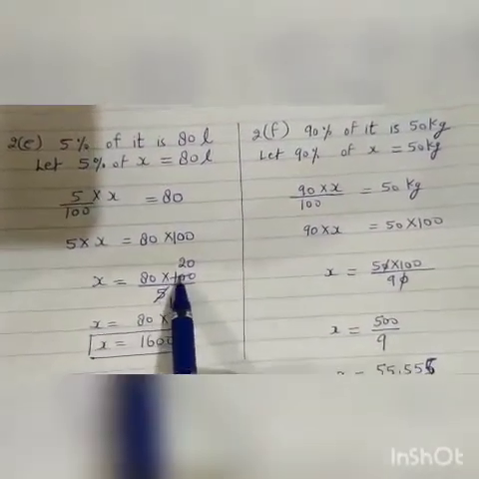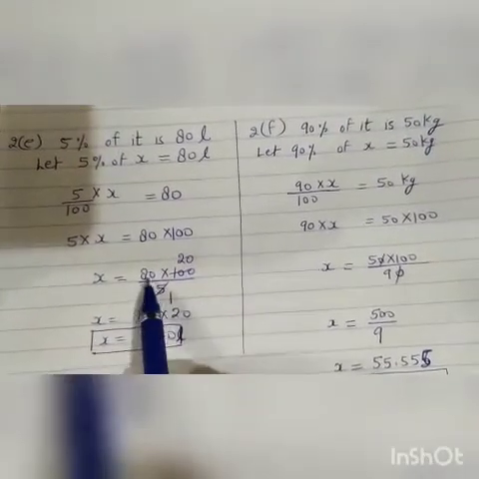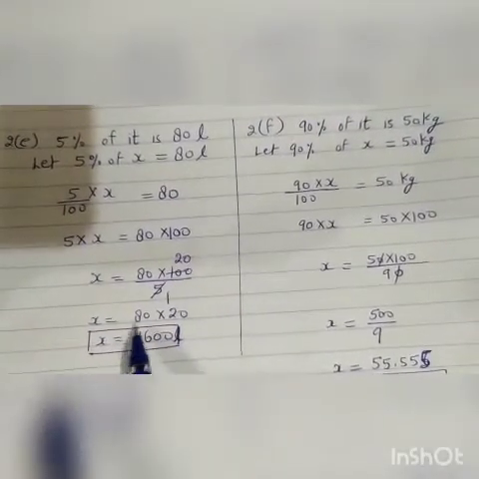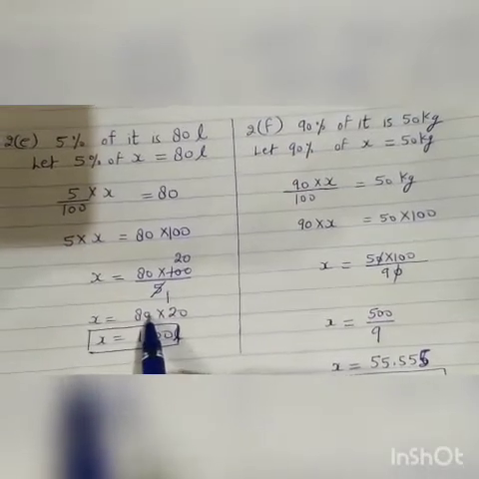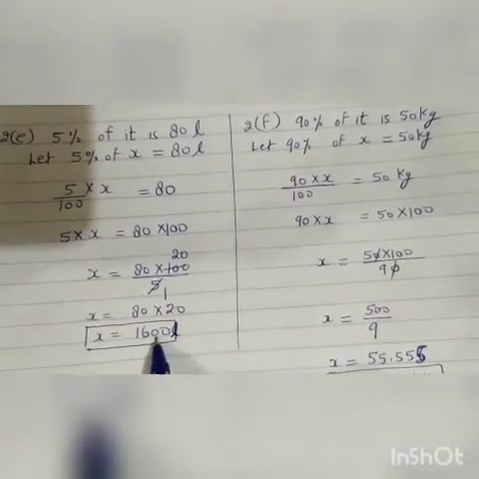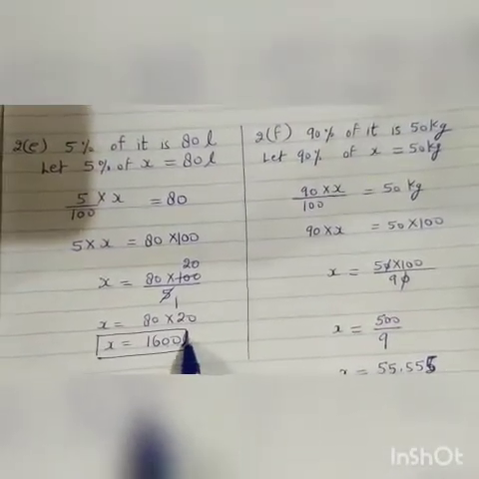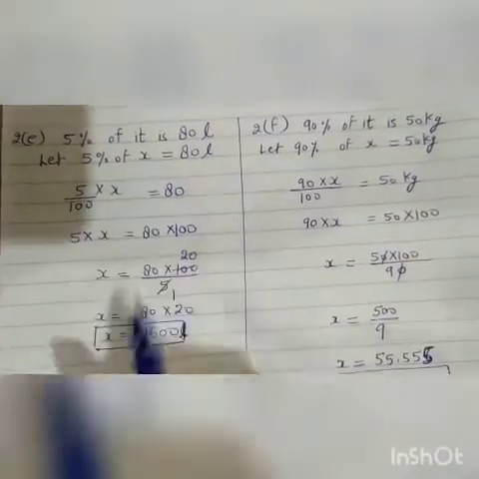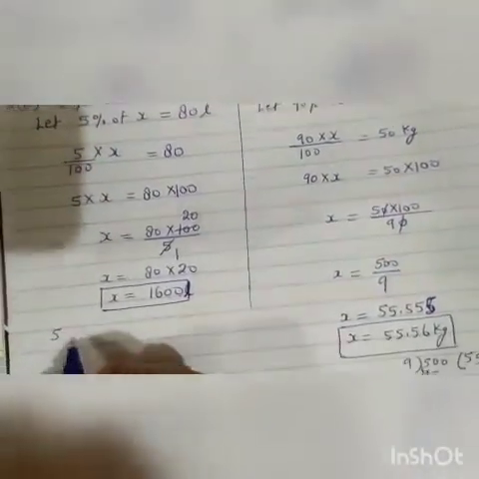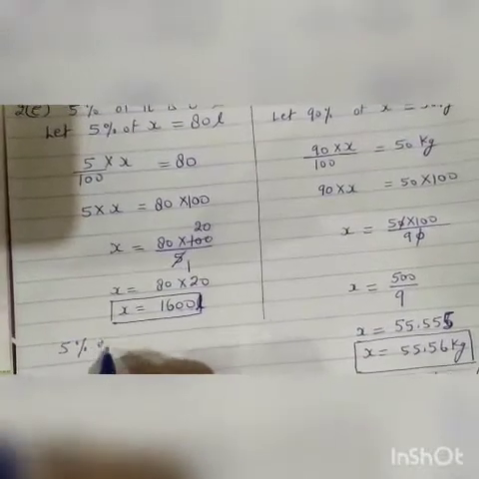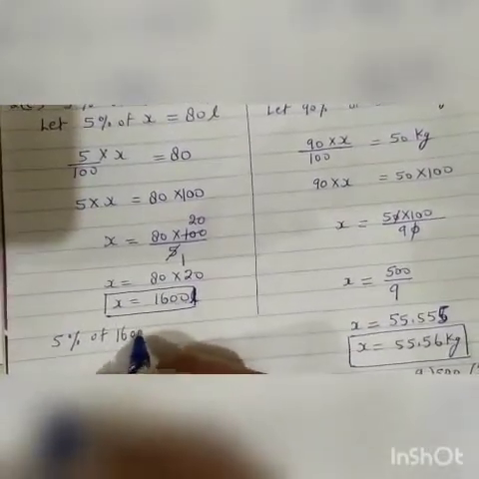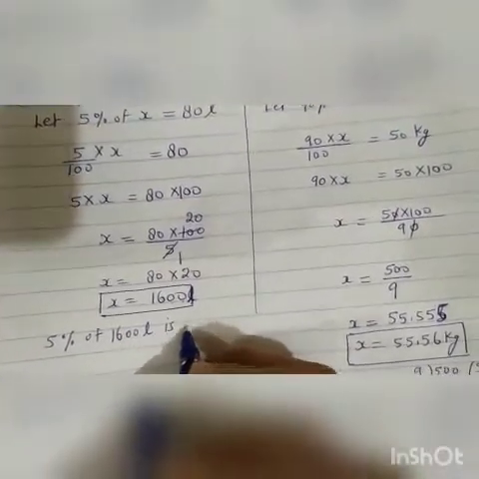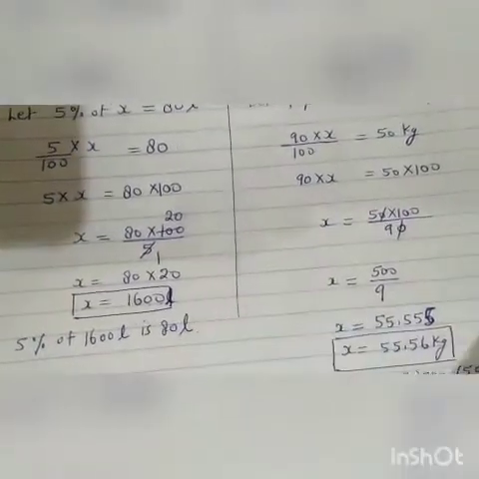5 1s are 5. 5 2s are 10. 0. x is equal to 80 into 20. x is equal to 8 2s are 16. Write these two zeros. So it is 1600 liter. It means 5% of x, we can say 5% of 1600 liter is 80 liter.